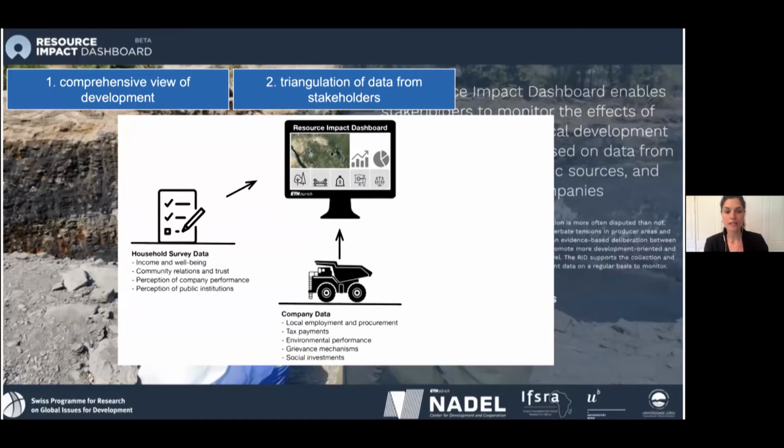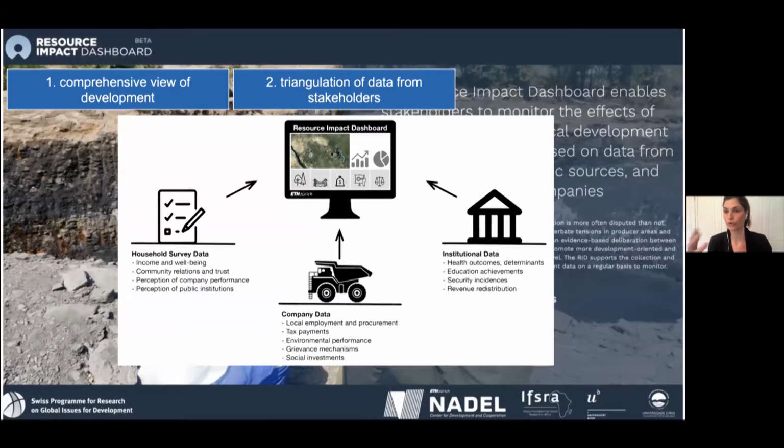For example, there is data on income and well-being of those communities, but then also on the perception that those communities have towards the company and also towards local public institutions. And then thirdly, there is a data source that is just general institutional or official data, for example, on local service provision like education and health in the mining region.